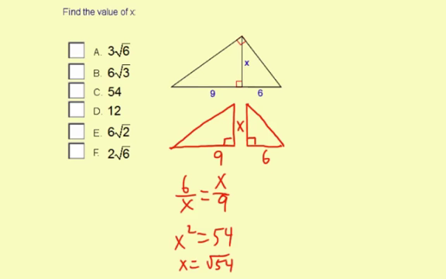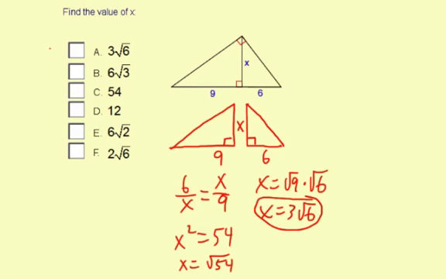So let's simplify this radical 54. Radical 54 is radical 9 times radical 6. Radical 9 reduces to 3, so x equals 3 radical 6. So there's your answer: x equals 3 radical 6, which is choice A.